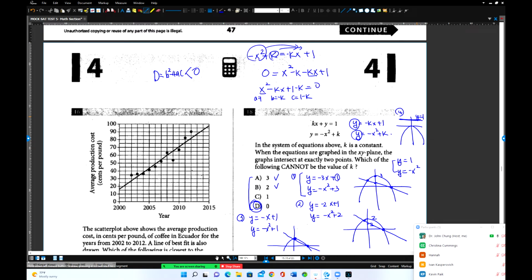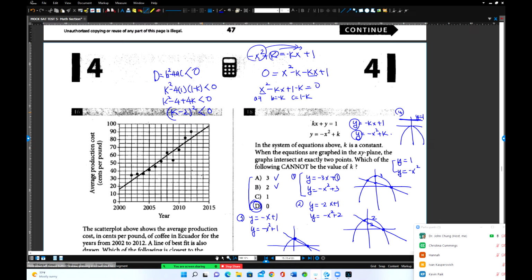You can use this one too. B squared is negative k squared, which is a positive k squared. 4 times a is 1, c is what? 1 minus k. You can solve it this way. K squared minus 4, right? And plus 4k less than 0. Okay? What is this number? Can you go back to this one? K minus 2 squared is less than 0, isn't it? Oh, we have to solve this one.